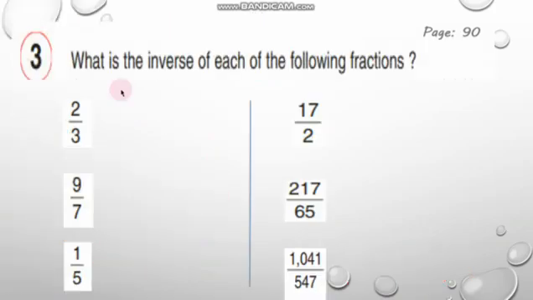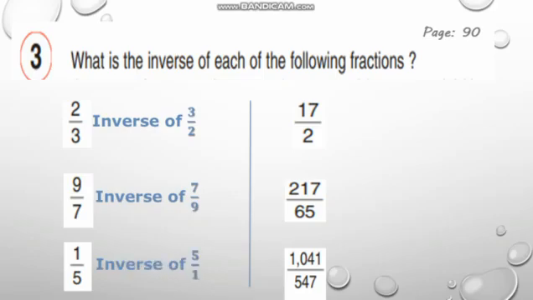Now, what is the inverse of each of the following fractions? I know that the inverse is the same fraction, but the numerator should be in the denominator and the denominator should be in the numerator. So, for example, if I have 2 over 3, the inverse is 3 over 2. 9 over 7 is 7 over 9. 1 over 5 is 5 over 1.